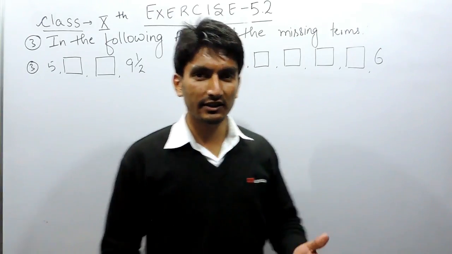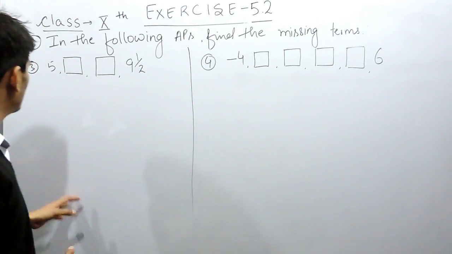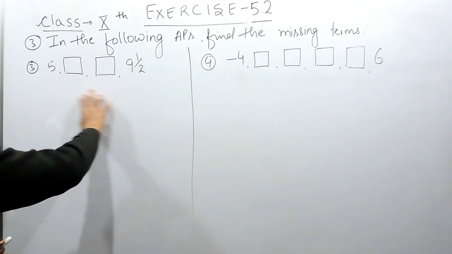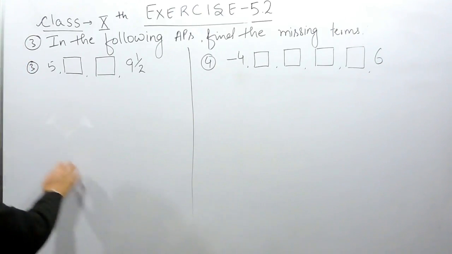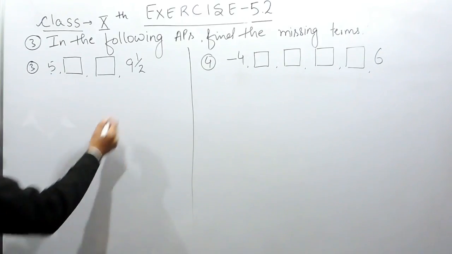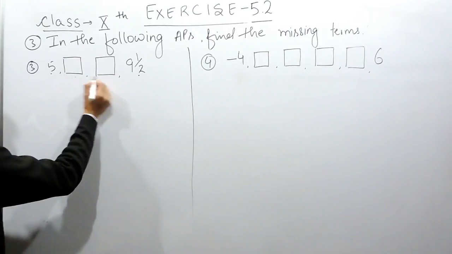Hello everyone, in this video we are going to solve part 3 and part 4 of question number 3, and in this case again you have to find the missing terms in these two APs. Now in this case we know the first term and the fourth term, and the second term and the third term you have to find out.